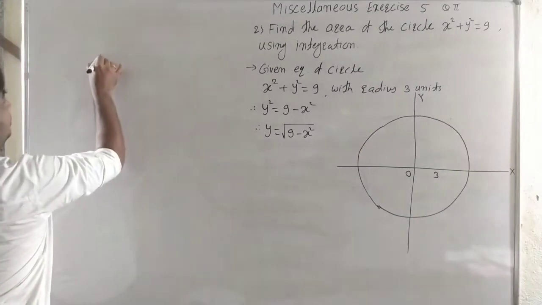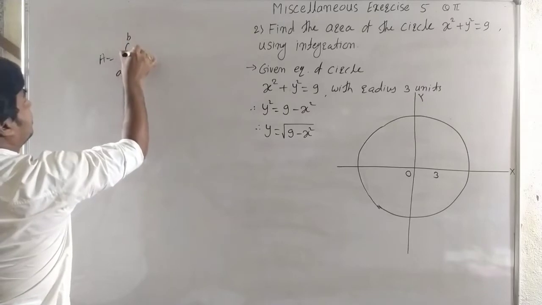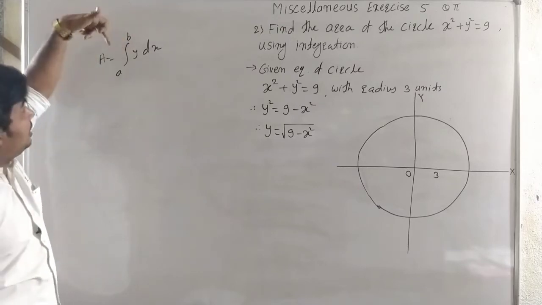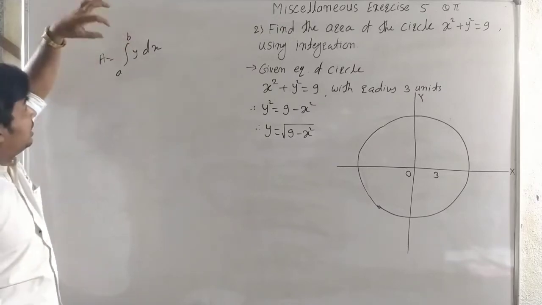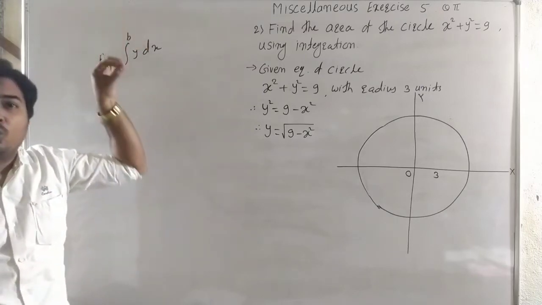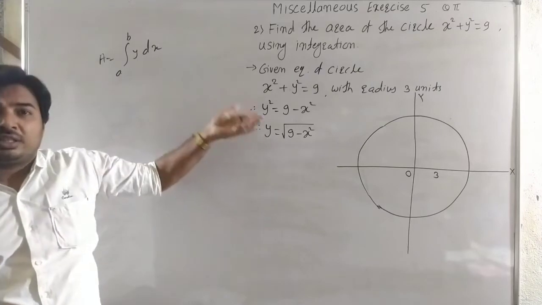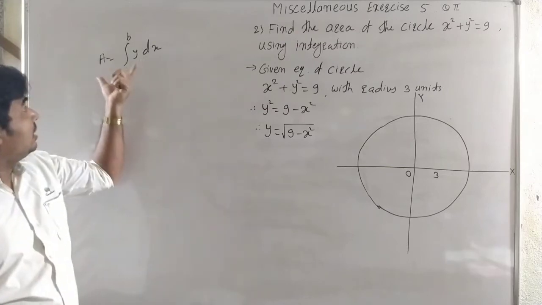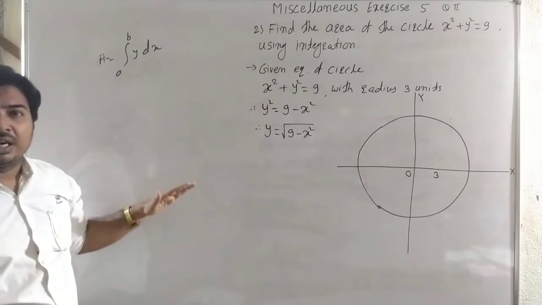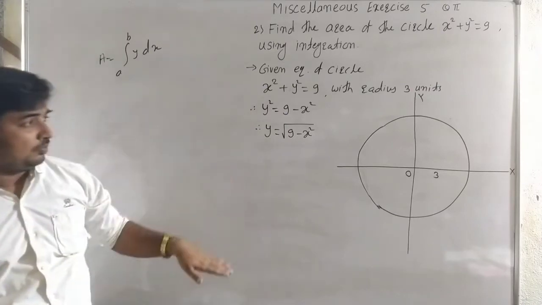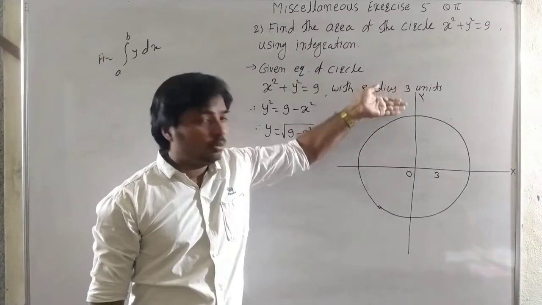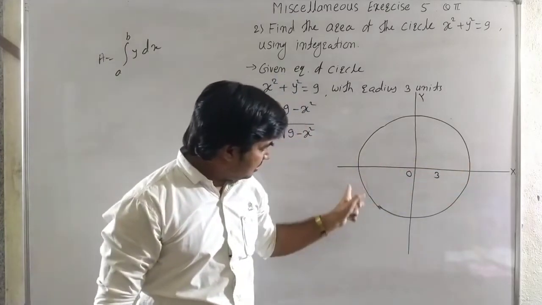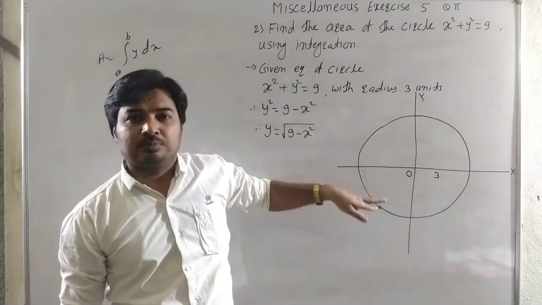But here the formula for the area is integral a to b of y dx. Here x is equal to a, x is equal to b are the boundaries of the region, and y is equal to f of x is the equation of the curve. But this formula we use only for the region above the x-axis or below the x-axis. That means f of x is greater than or equal to 0 or less than or equal to 0. By using this formula we find only the area above the x-axis or below the x-axis. But here the area lies above and below both. So first we find the above area and then the below area of the x-axis, and adding them gives the complete circle.